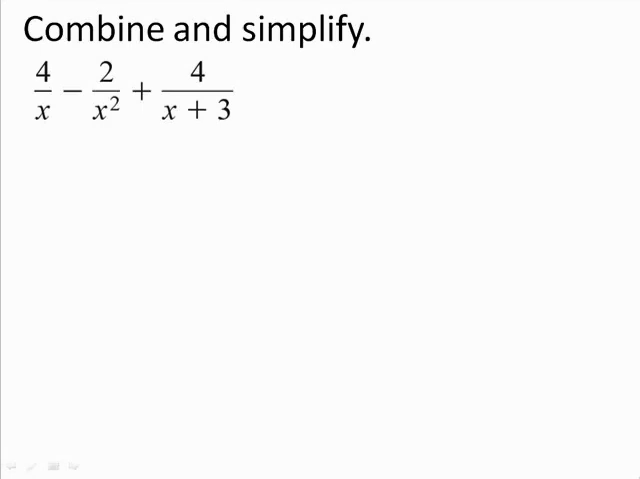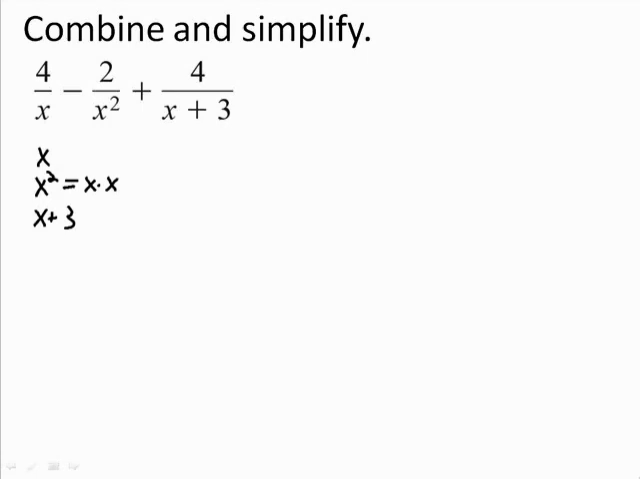Combine and simplify. 4 divided by x minus 2 divided by x squared plus 4 divided by x plus 3. Find the least common denominator. The least common denominator is the least common multiple of the three denominators. The three denominators are x, x squared, and x plus 3. X squared equals x times x.